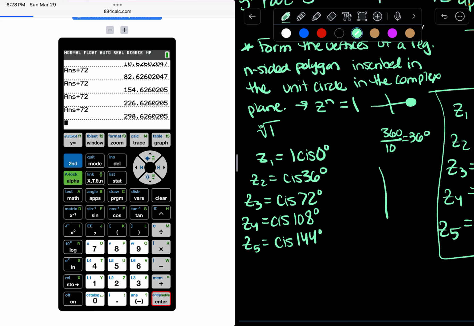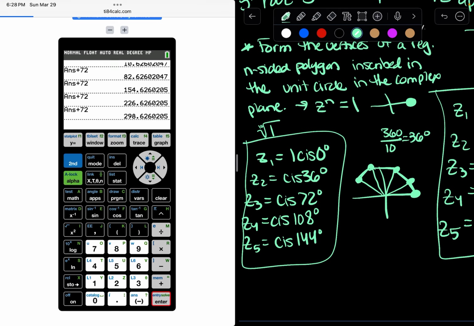So in the complex plane, we have 0 degrees. Let's see, 36 will be like here, 72, 108, 144. And this would keep going until we had 10 solutions. So I think we end up with a decagon, is what that's called, a 10-sided polygon that would continue around, but we just had to find the first 5.